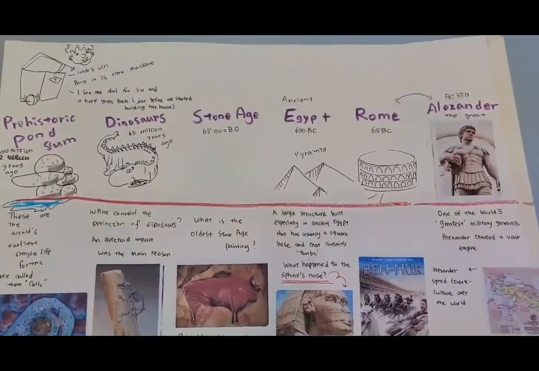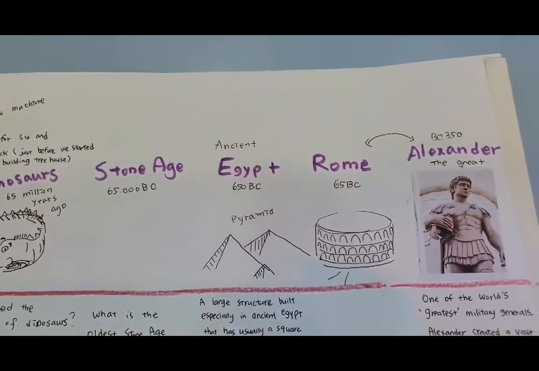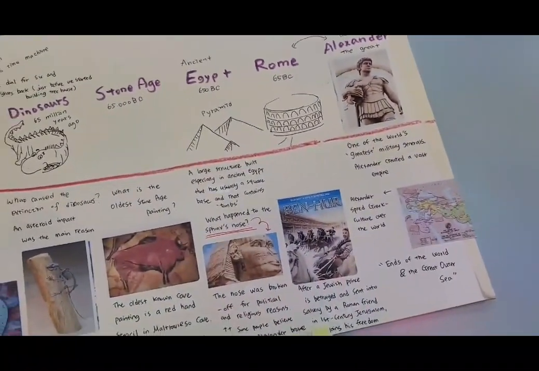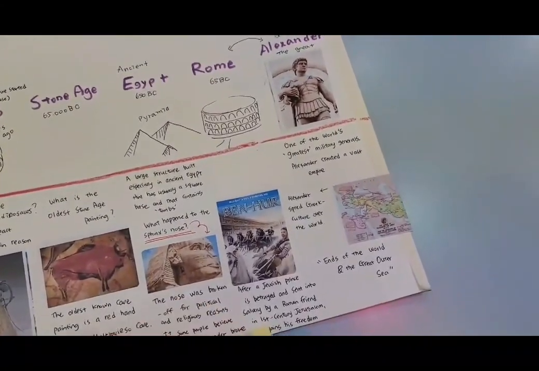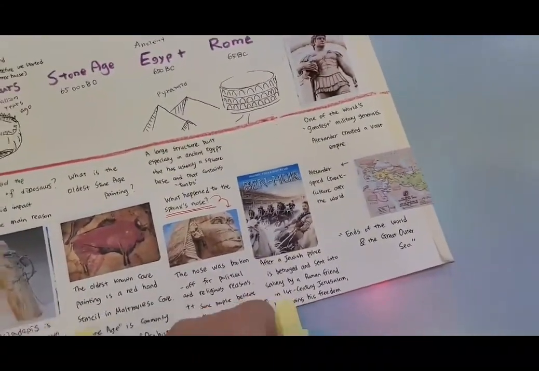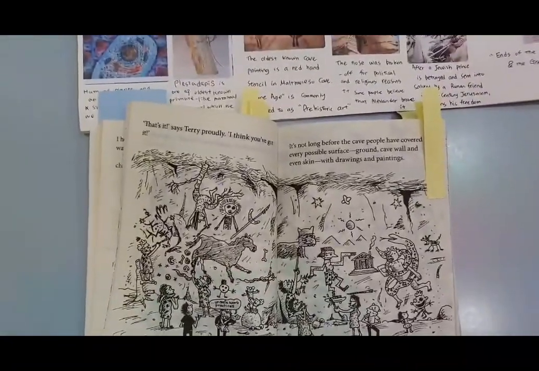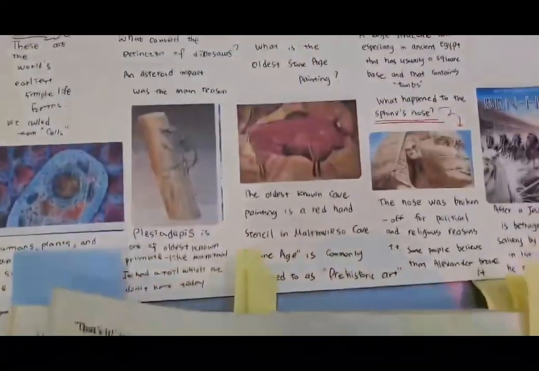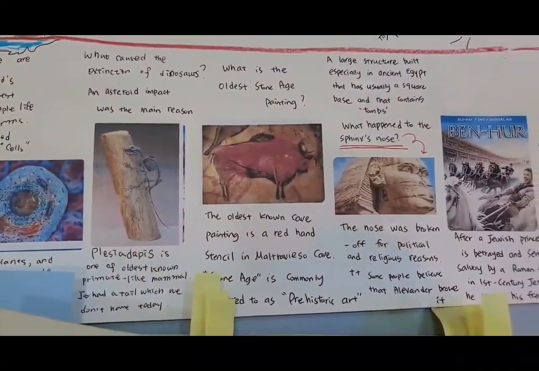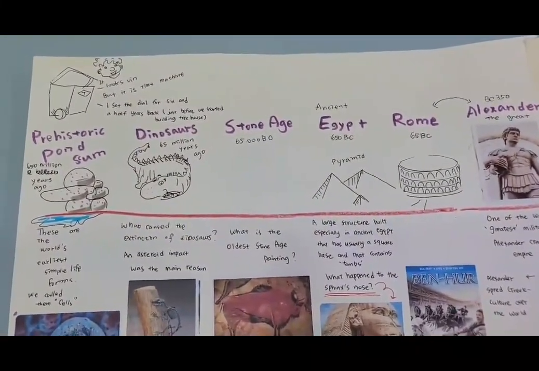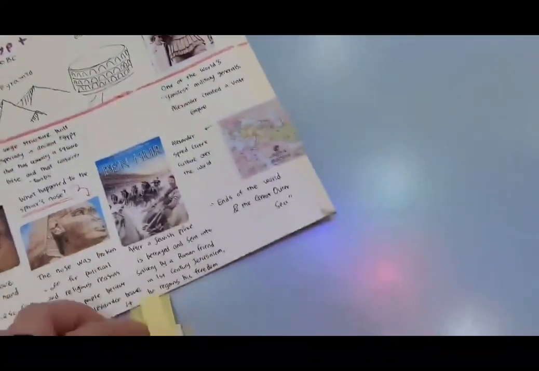So again, we can keep moving on to things like the Stone Age, ancient Egypt, Rome, Alexander. These are all things that are mentioned in the book, places that Terry and Andy go. They go and teach. They teach how to make cave paintings, so students can research what the earliest cave paintings were during the Stone Age at 65,000 BC.